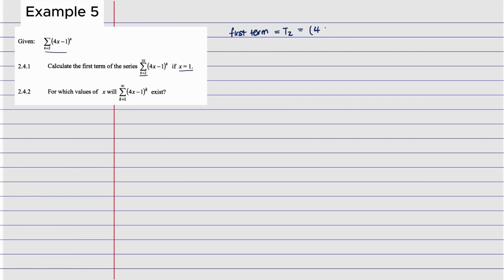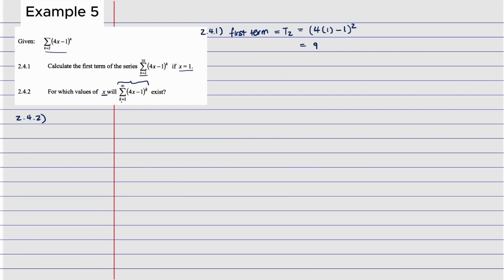Remember that x is equal to 1. So it's going to be 1 minus 1, then to the power 2. Punch that into the calculator. You're going to get that the first term is equal to 9. So this is 2.4.1. Then now we're going to move to 2.4.2.